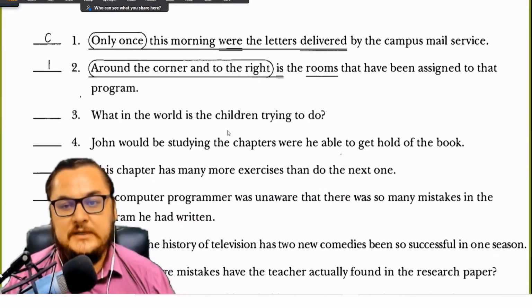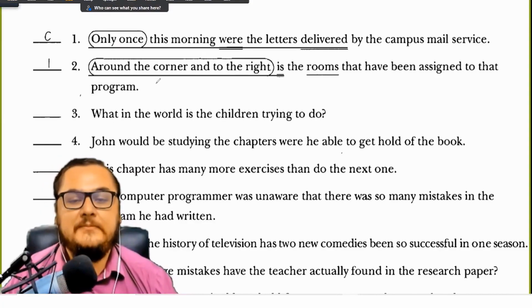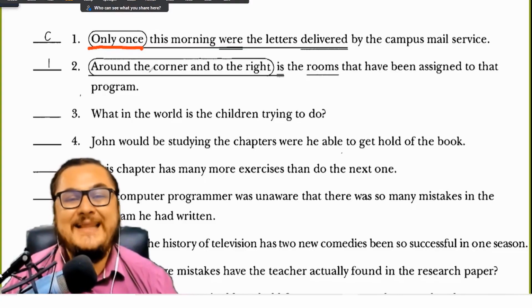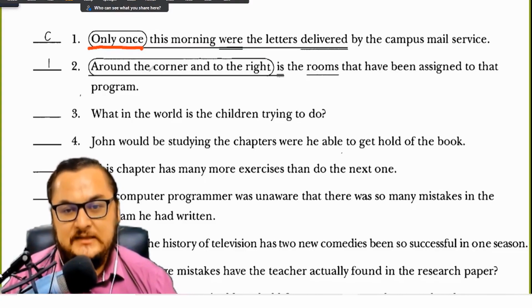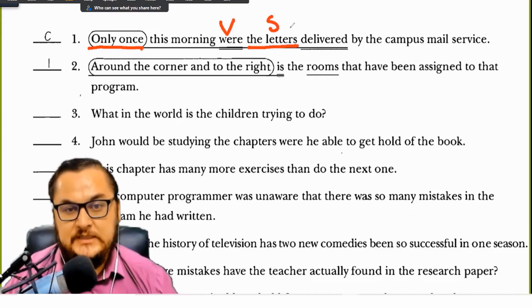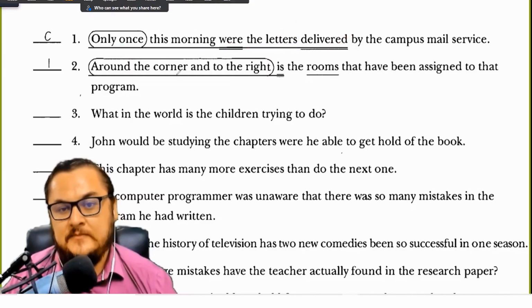Let's look at these cases and see if each is conjugated correctly or incorrectly. "Only once", for example, is a negative expression. That negative expression makes me have to first find the verb of the sentence and then the subject of the sentence. This would be a secondary verb. The one I'm interested in is the first verb. The first verb is plural and the subject is plural. Therefore, the sentence is correct.